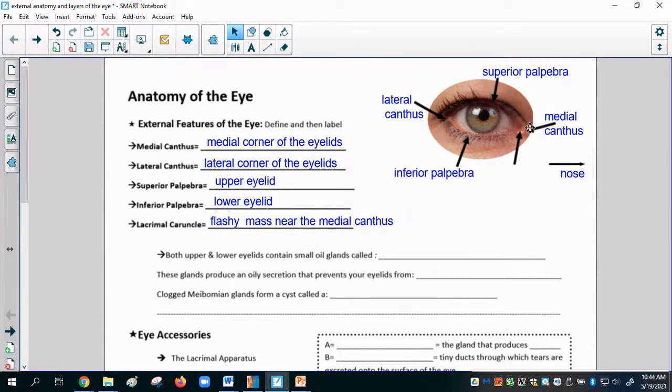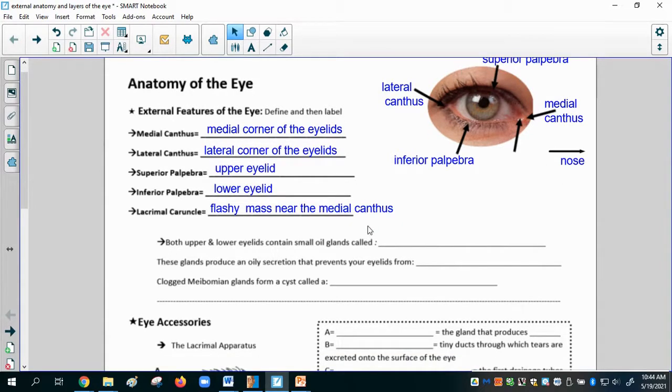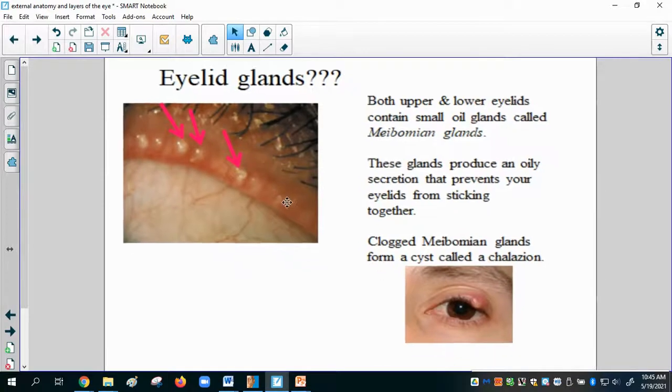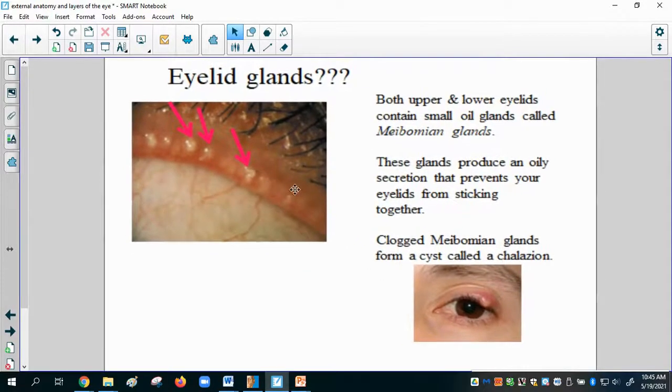Okay, before we leave this external features area, I wanted to talk to you about the other oil glands besides what we have found in the lacrimal caruncle. And I have an image I wanted to show you. So this is a close-up of the upper eyelid. And you can see here there are these little white dots. There are oil glands along the very edge, here are eyelashes, of your eyelid. And so I put in the notes, both upper and lower eyelids contain small oil glands called meibomian glands. These glands produce an oily secretion that prevents your eyelids from sticking together.